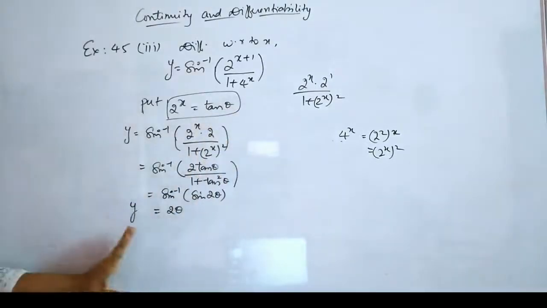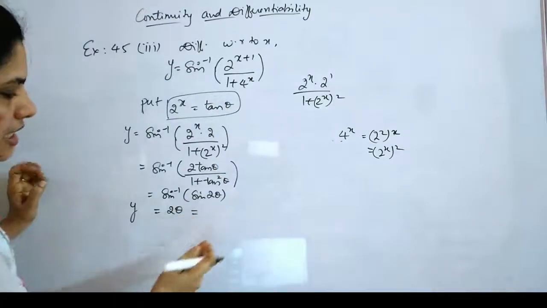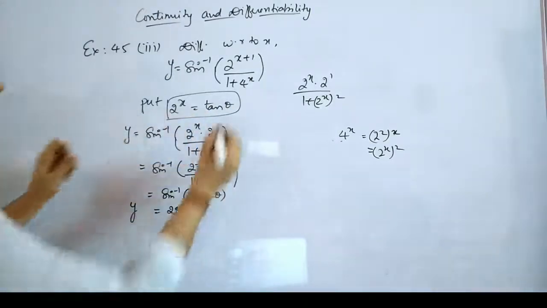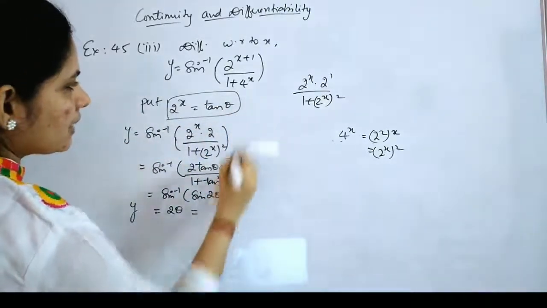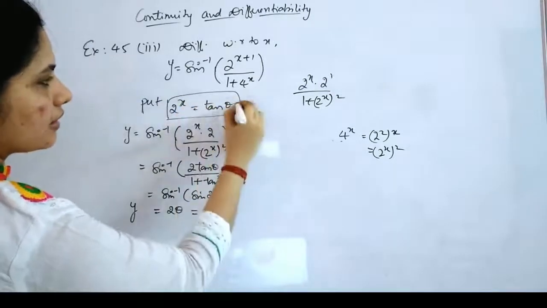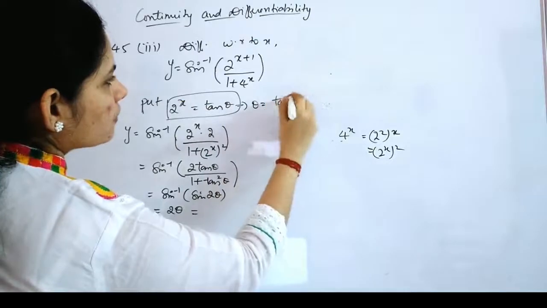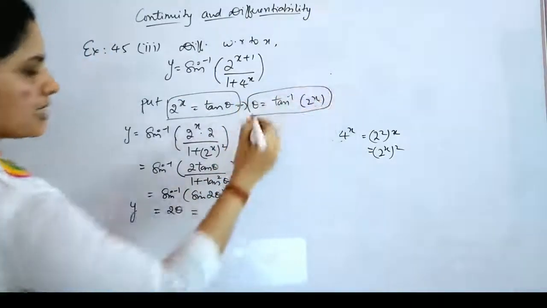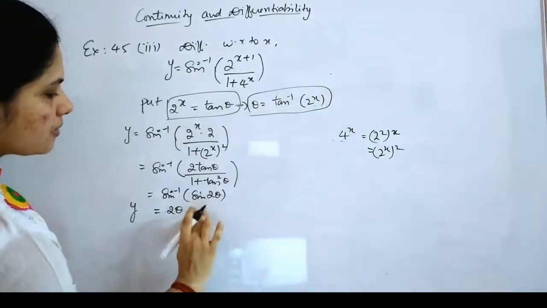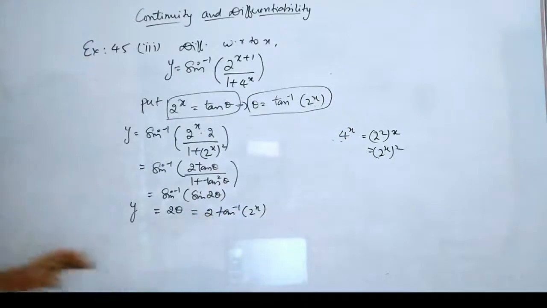This is actually y here; we have not differentiated yet. We have to differentiate. Before that we will change this theta in terms of x. Now from this substitution, what do you get as theta? You get theta as tan inverse of this angle. Theta is equal to tan inverse of 2 raised to x. So this is what we are now replacing. So this will become 2 into tan inverse of 2 raised to x. Now we can differentiate.